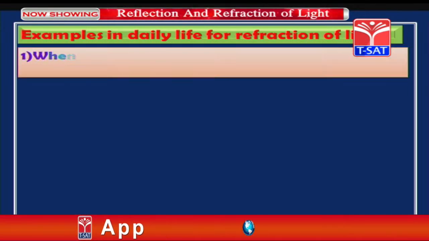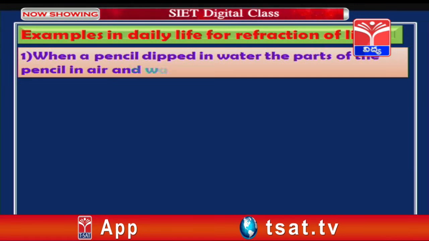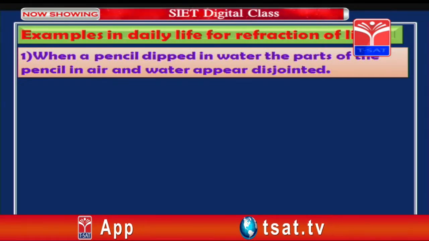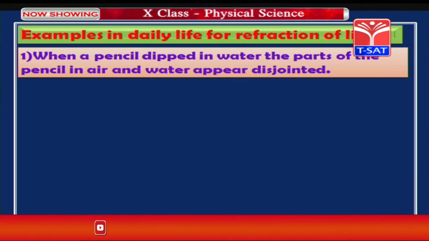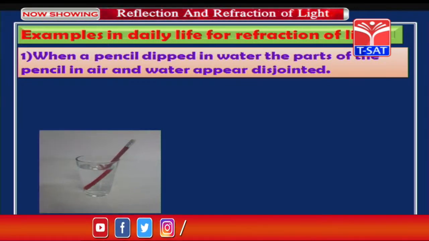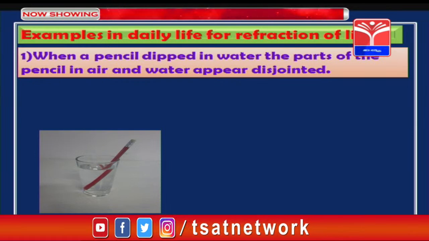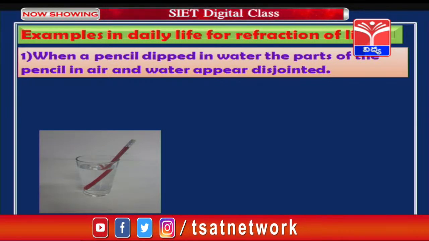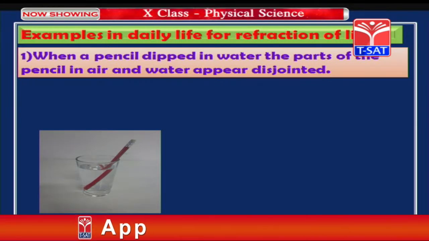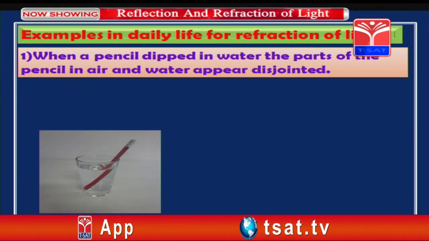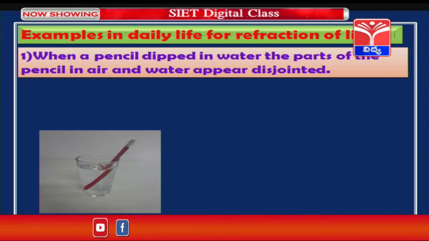Examples in daily life for refraction of light. First one, when a pencil is dipped in water, the parts of the pencil in air and water appear disjoint. Here we can see when a pencil is dipped in water, the parts of the pencil in air and water appear disjoint, or the pencil appears to be bending due to refraction of light.